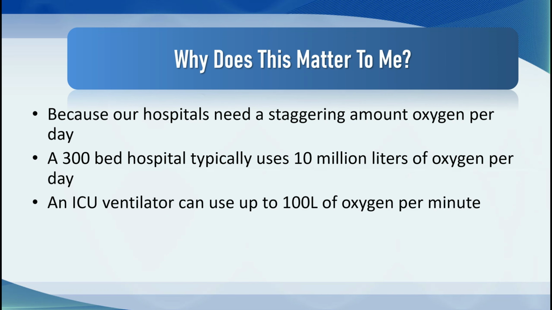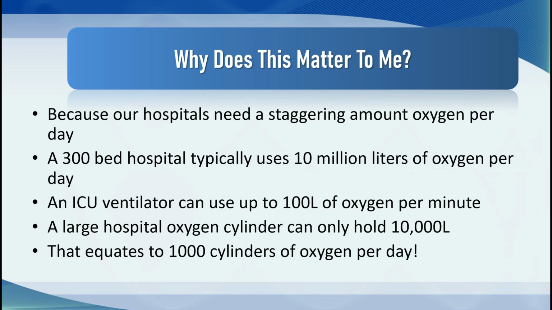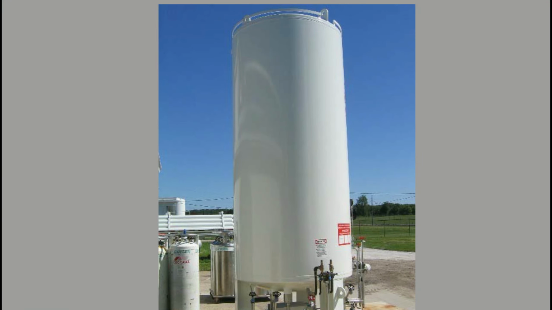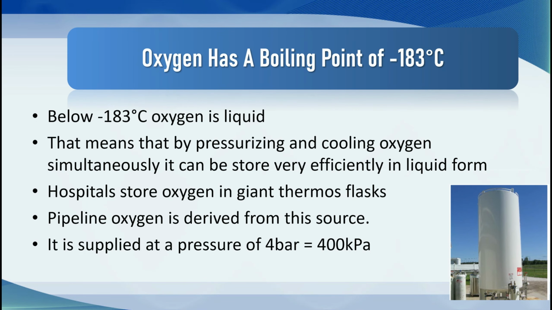An ICU ventilator can use up to 100 litres of oxygen per minute. A large hospital oxygen cylinder can only hold 10,000 litres of oxygen. Now that seems like a lot, but for our 300-bed hospital, that equates to 1,000 cylinders of oxygen per day. That is a stunning logistical problem, but it was resolved in the 1950s by the introduction of liquid oxygen into medical practice. Most hospitals have these giant thermos flasks somewhere on their grounds that contain liquid oxygen, and they're based on very simple scientific concepts.